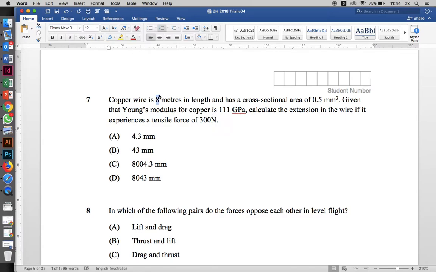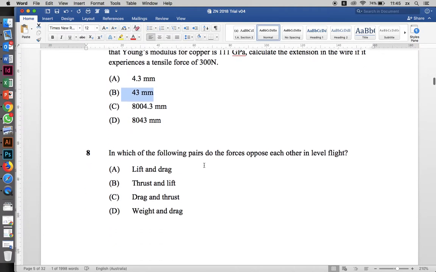So 300 times 8 divided by, the area is already given. Often we have to convert from diameter to area, but not in this case. So 0.5, it's already in millimeters squared, so we're happy with that. Multiplied by E, which is capital E, and it's 111 times 1,000 megapascals, because gigapascals is 1,000 times bigger. When you put all those numbers into the equation, you're going to get the answer 43, which is that one there.